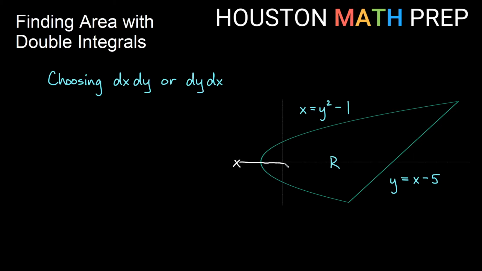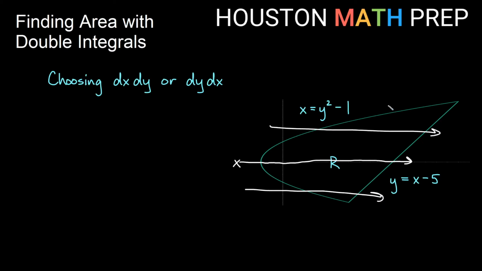So here I go through the parabola first and I come out the line. Is that going to be true everywhere where I draw through in that direction? You can see that it is. Everywhere that we draw through in the increasing x direction, we're going to enter through the parabola, x equals y squared minus 1, and we're going to leave through the line y equals x minus 5. Okay, so we know that this is simple in the x direction.